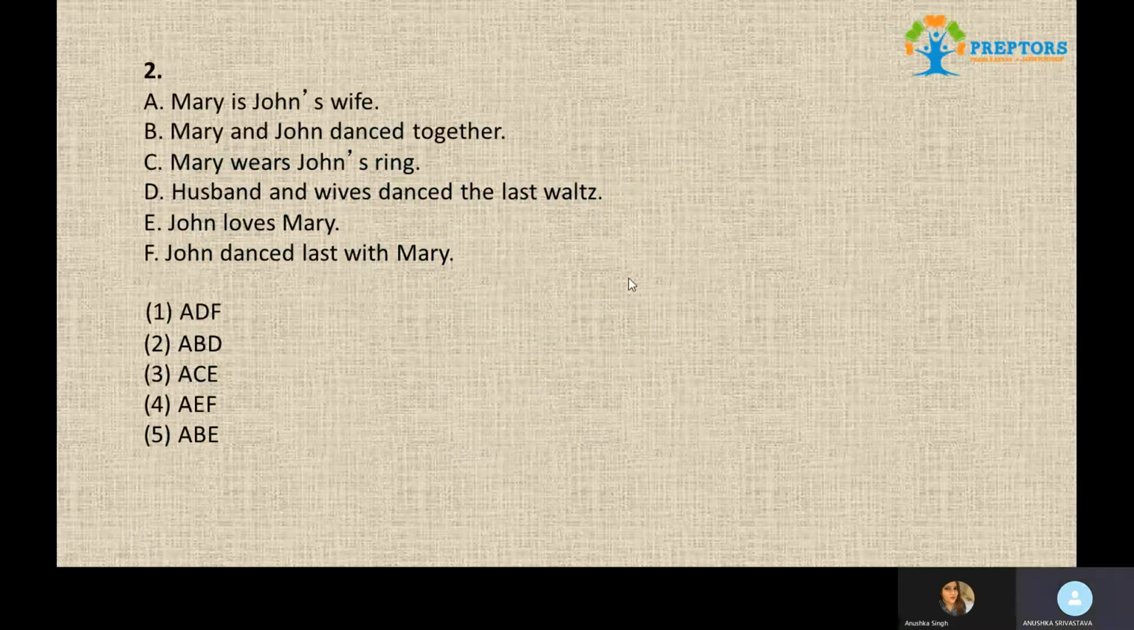Second one now. Here we actually don't use diagrams or a middle term, but we will use deductive logic. The answer to the second one is ADF. Mary is John's wife. Husband and wife dance the last waltz. Waltz is a kind of dance. So husband and wife dance the last dance. So John danced last with Mary. Hence my answer becomes ADF.